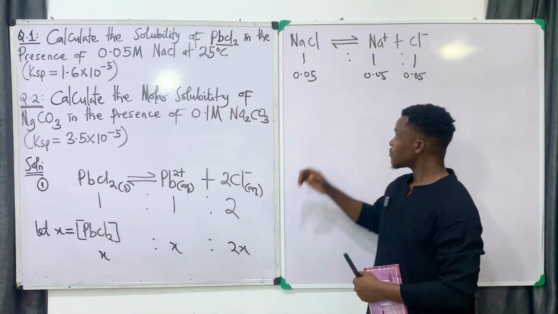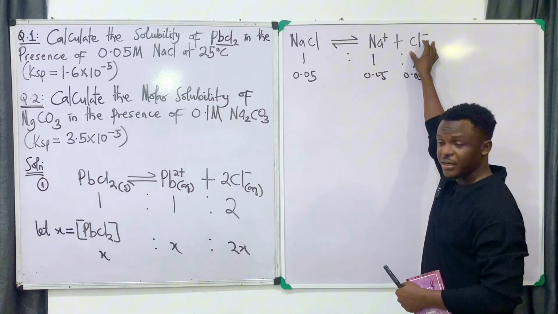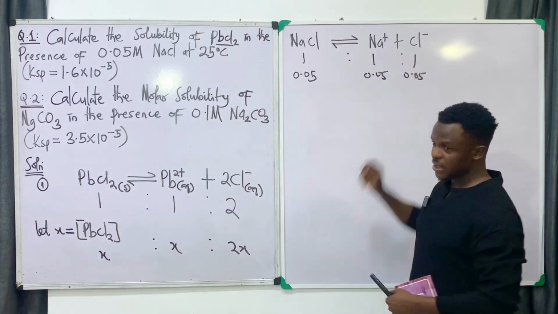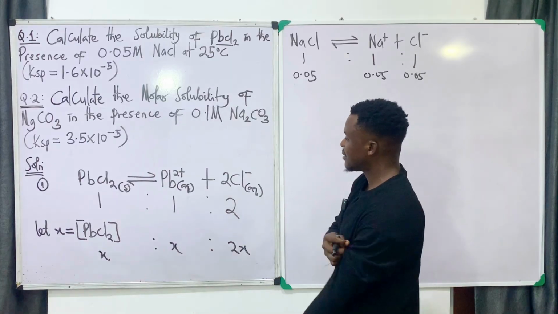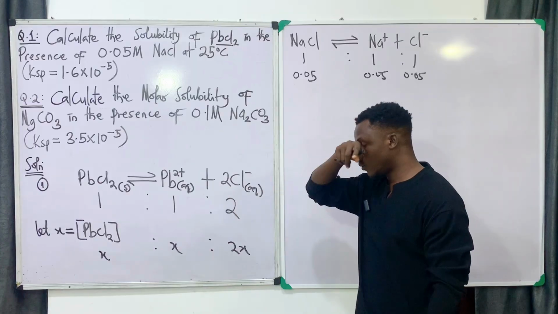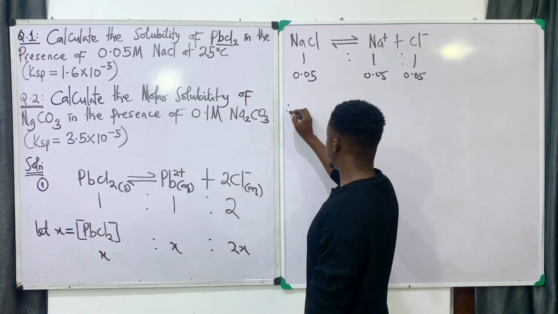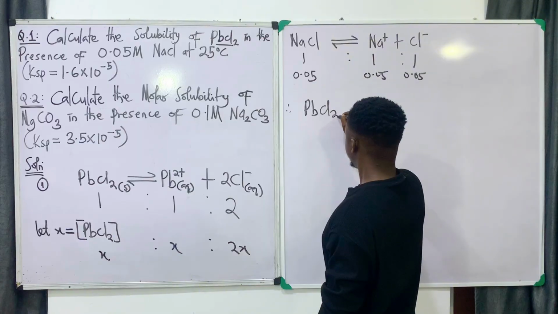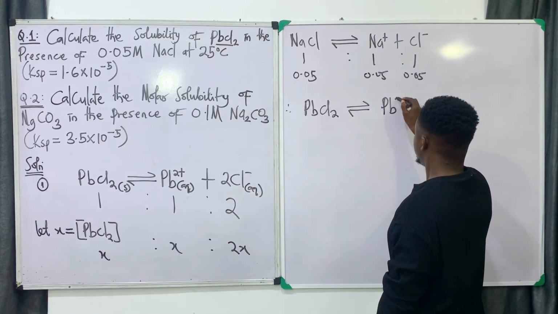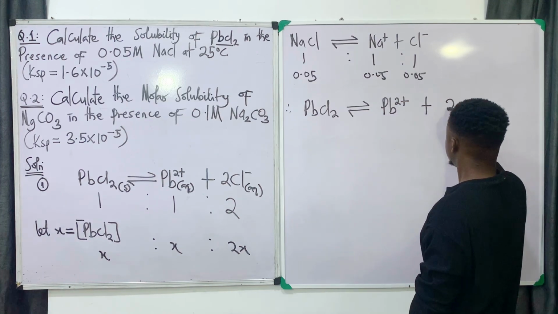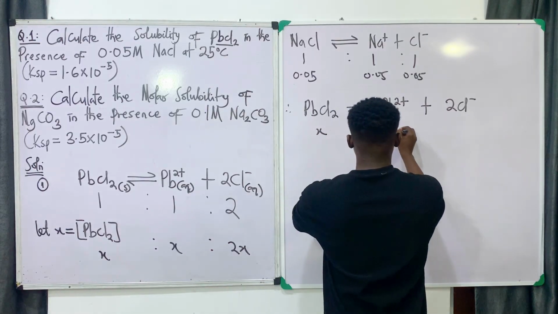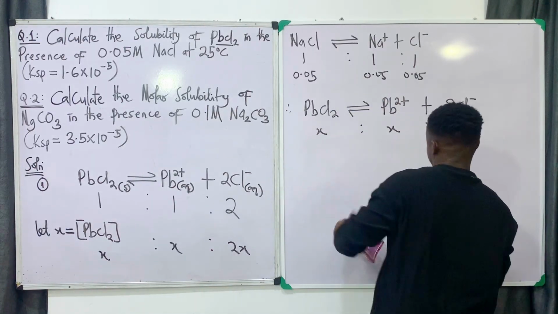So since chloride is already present here, whatever concentration we're going to have here will add up to this now. Okay, we are now going to rewrite the equilibrium expression of this guy. So therefore, I will say PbCl2 giving us Pb2+. Now this is x, and this is 2x.